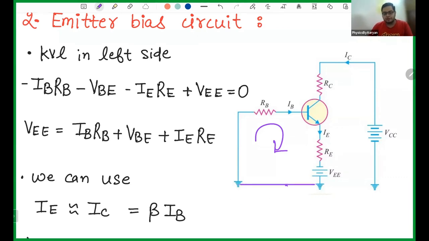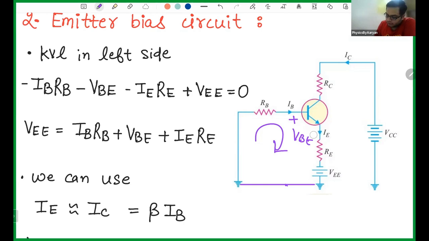So if it's a closed loop, let's start. I'm applying a closed loop analysis. I begin from here and go like this. First thing I see is IB into RB. I'm going in the direction opposite to that, so I will write minus IB into RB. Then here plus and this minus, and this is VBE, so I will write minus VBE.